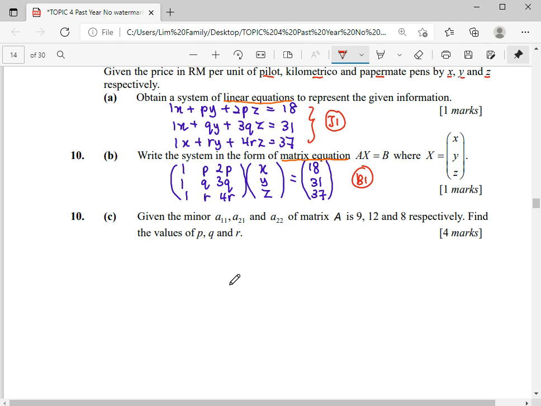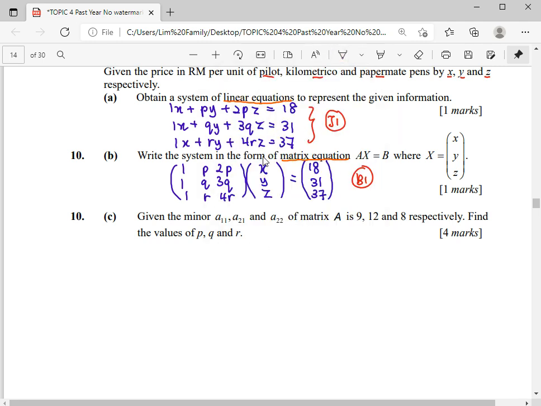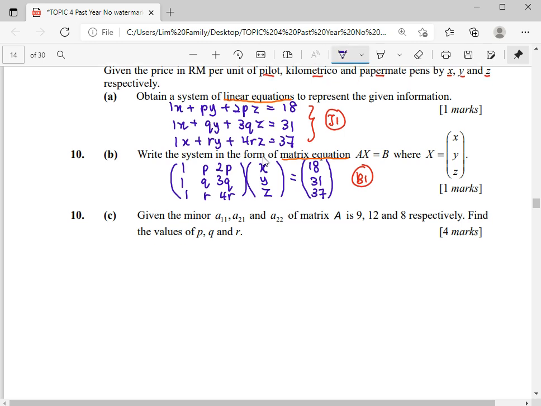They said given the minors M11, M12, M21, M22 are 9, 12, 8 respectively. Find out what P, Q, R are. So now they're testing us on our understanding of minors. Minor 1,1 is 9, minor 1,2 is 12, and minor 2,2 is 8. How we operate a minor is to cancel the row and column.